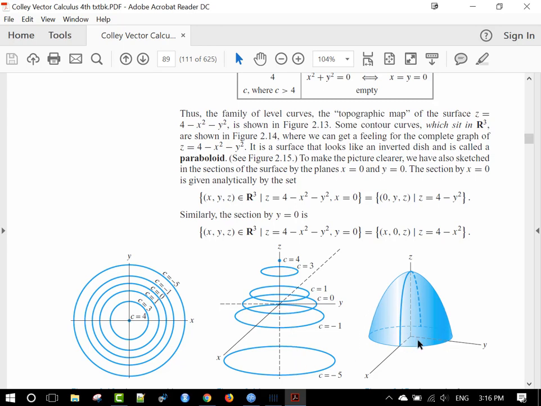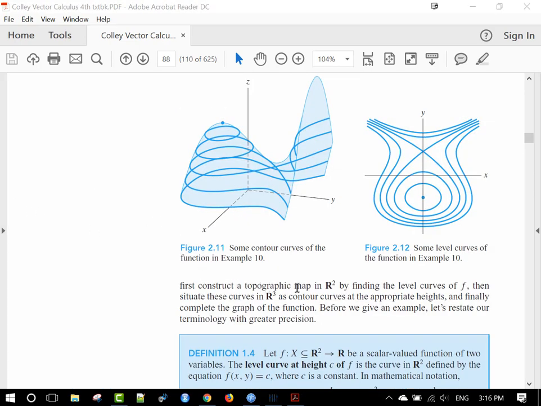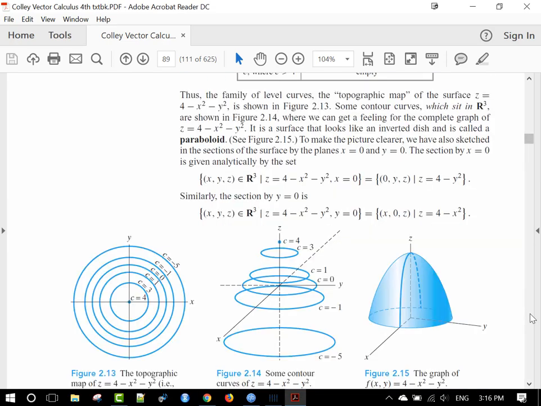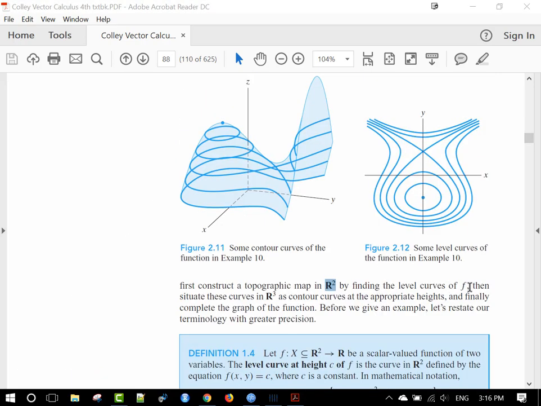So they say, first construct the topographic map in R2 by finding the level curves of f, then situate these curves in R3 as contour curves. These are the level curves at the appropriate heights, and finally complete the graph by figuring out what it looks like.